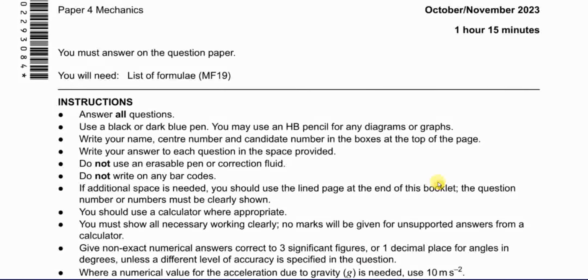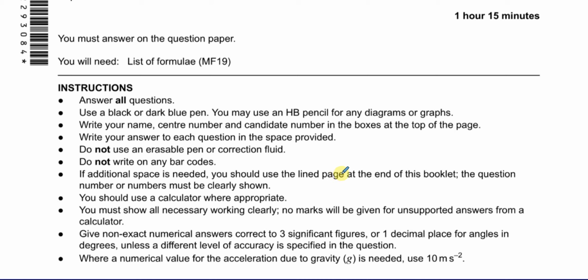All right, so there are a few different things we have to be sure of before we start. Things which are important, for example, you must show all necessary working clearly. No marks will be given for unsupported answers from a calculator. So, for example, when you have to factorize to solve a quadratic equation, you have to show that you factorized or used a formula or completed the square. You can't just write the answers from the calculator. Things like that.